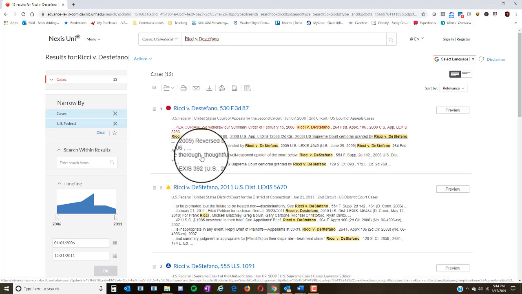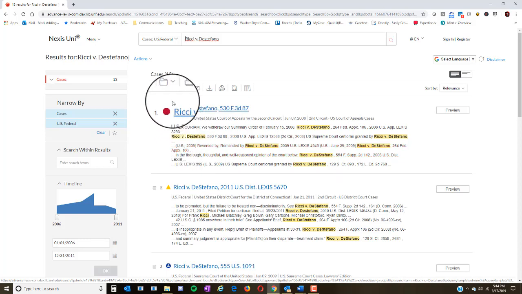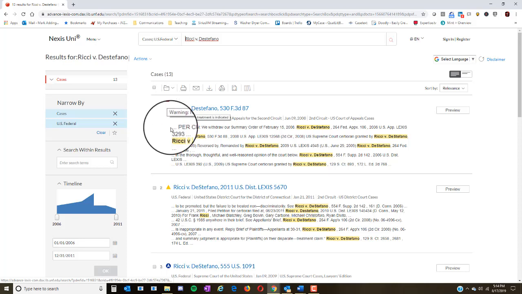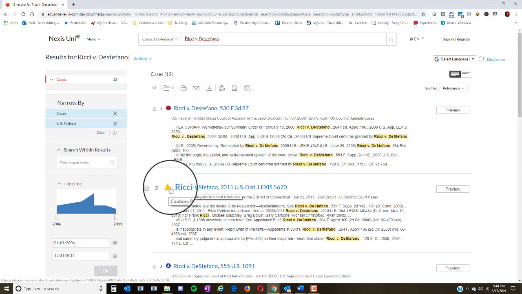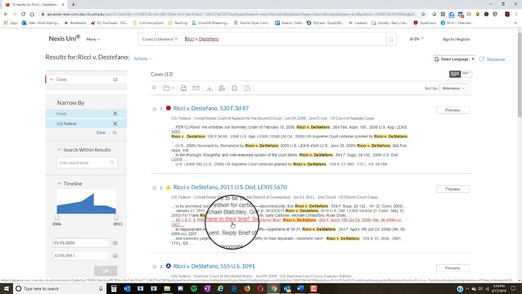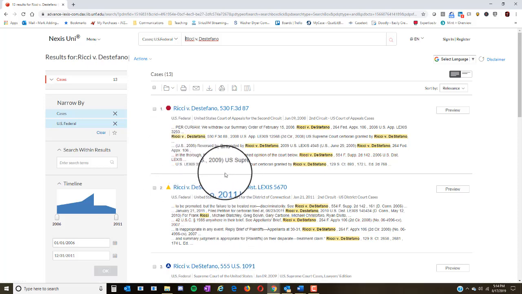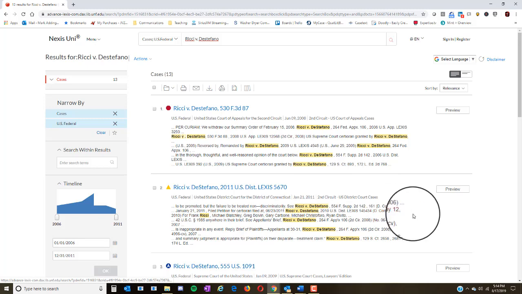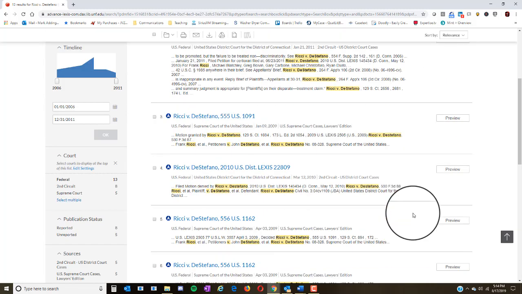So one of the differences between Google Scholar and LexisNexis is that you get an indicator as to whether or not it's good law or may potentially not be good law. And you can research and make sure that the cases and the positions that you're arguing about are valid.